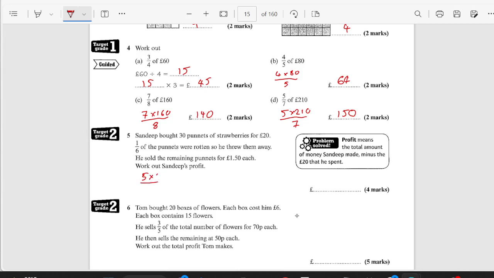So 5 times 30, all divided by 6. I'm going to do the division of 30 divided by 6, which is going to give me 5, which is going to give me 25. So 25.